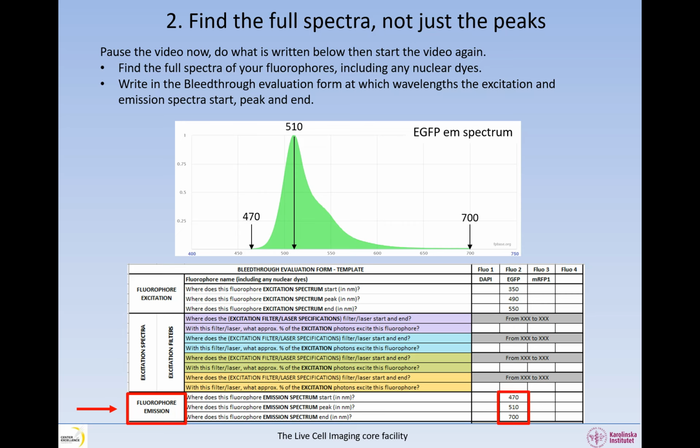So now you're going to do a little exercise. You're going to find the full spectra of your fluorophores, including any nuclear dye, and then you will write in the bleed-through evaluation form that you have downloaded at which wavelength the excitation starts, peaks and ends, okay? So here we have written the name of our fluorophores, and in here I wrote the start, peak and end for EGFP. And you can do this both for the excitation, so this is the excitation, and for the emission, you would write down where it starts, peaks, and ends. Do that, and come back to the video afterwards.